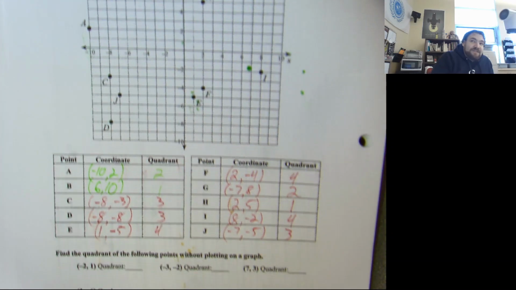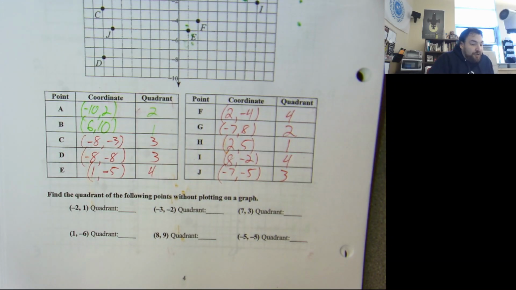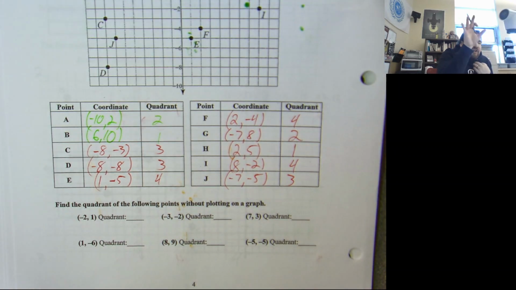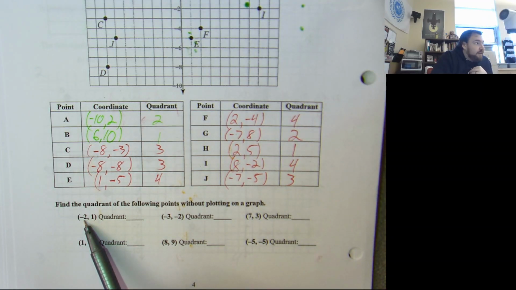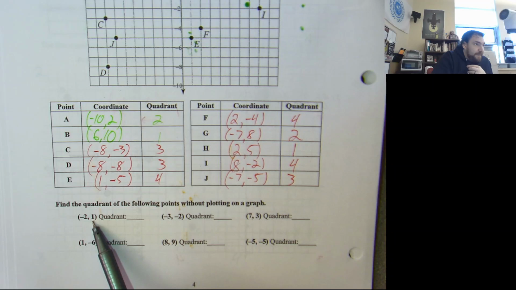And then the last one was this one down here. Find the coordinates of the following points without plotting on a graph. Basically what it's asking is, can you picture this in your head to see where on the graph roughly it's going to be located? -2 means we're moving which way? Left. And 1 in the y means we're moving up.